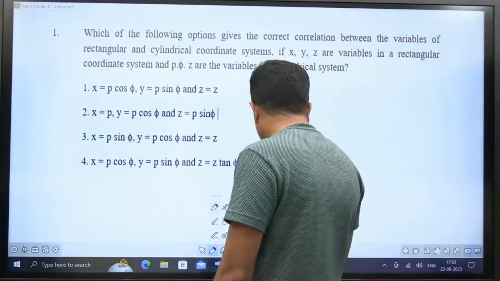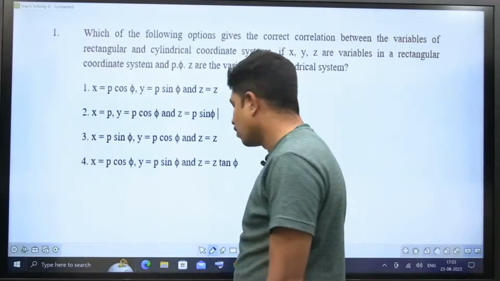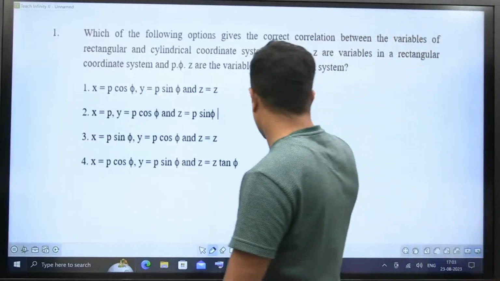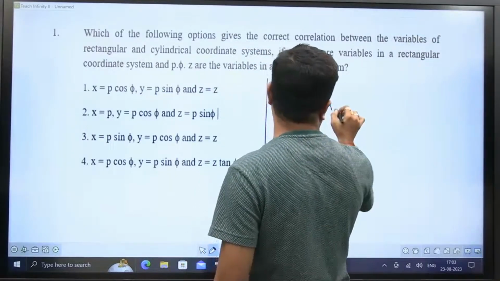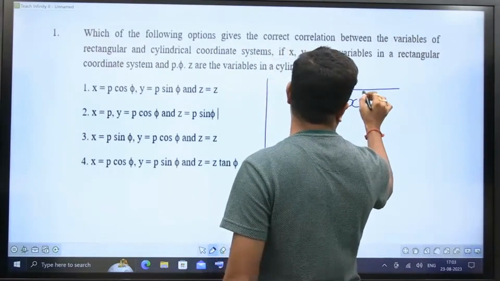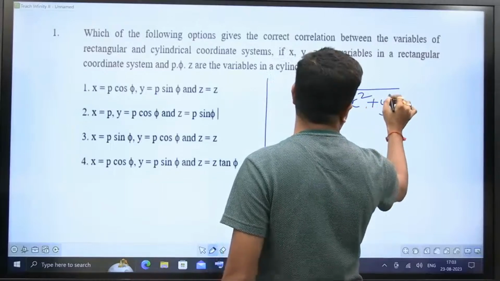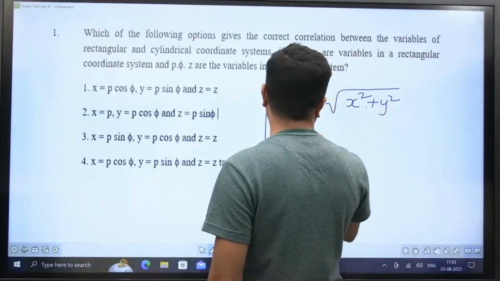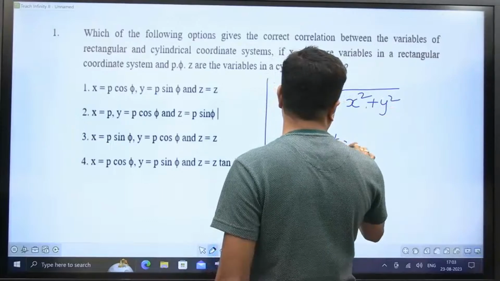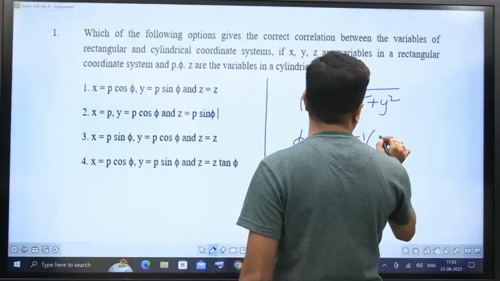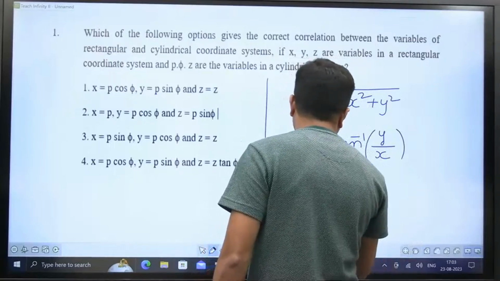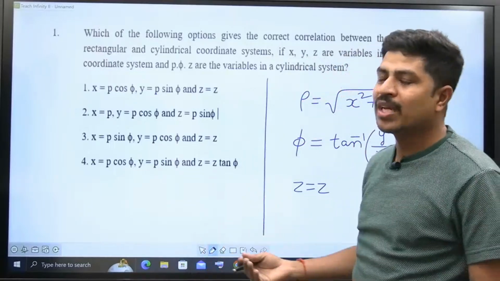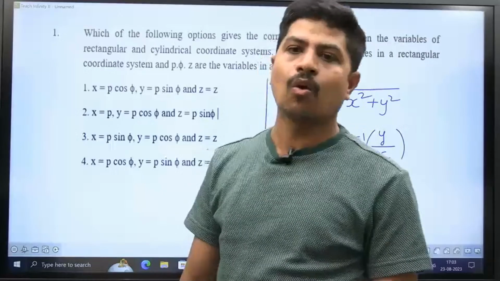This is one of the simplest questions, a direct question from the concept. The relationship here is rho is equal to under root of x square plus y square, phi is equal to tan inverse of y by x, and z is equal to z. This is the relationship between rectangular coordinates and cylindrical coordinates.